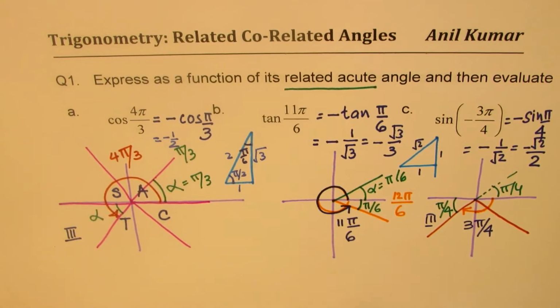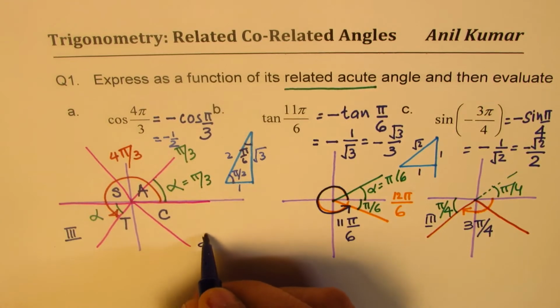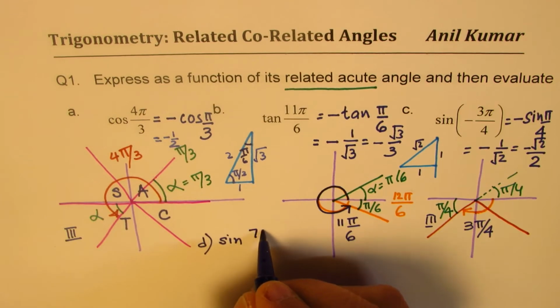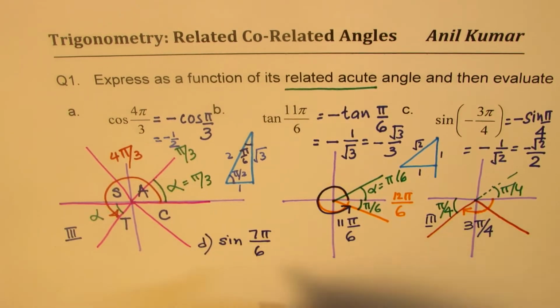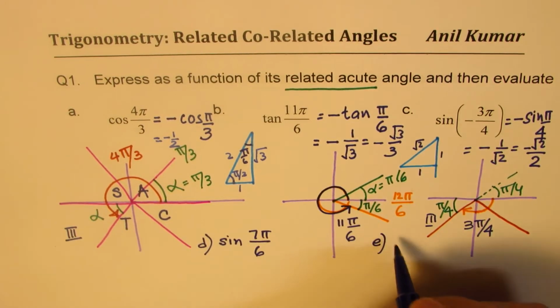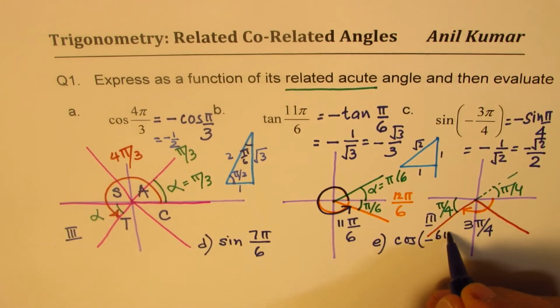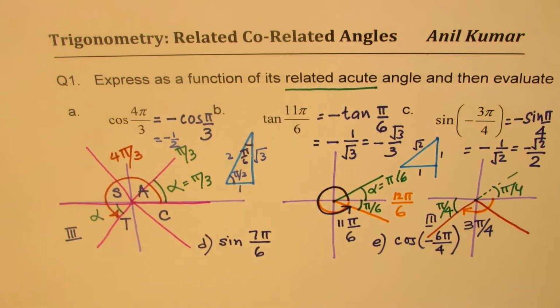Now, once this concept is clear, let me give you 2 questions to work with. So you can do sine of, let's say, 7 pi by 6, and then you can also try, let me write here E, let us say cos of minus 6 pi by 4. Okay, so I'd like you to try these questions on the same concept. So I hope all the steps are absolutely clear. Let's move forward and do question number 2.